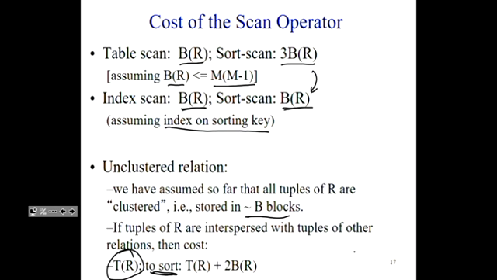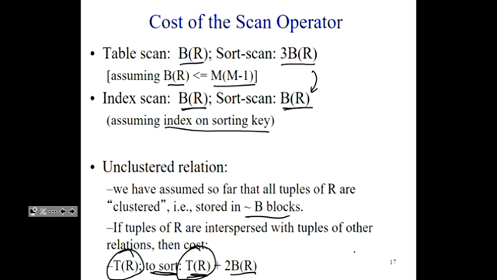of R to read all of the stuff in once, and then after that, when you're writing it out, you can make it dense once again, right? So when you're writing it out and then reading it back in, you can make it dense, and therefore the second time and the third time around, it is 2 times B of R, but the first time it's going to be T of R.